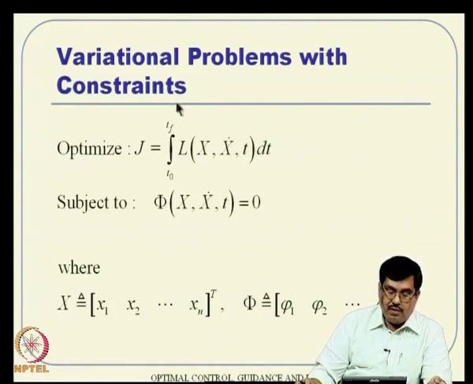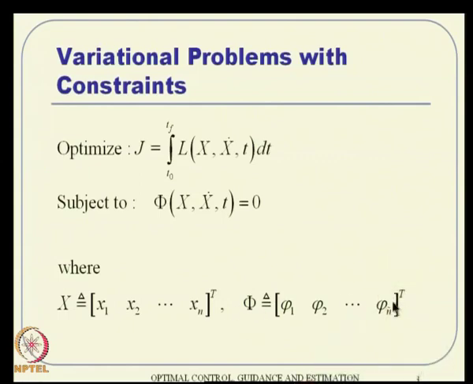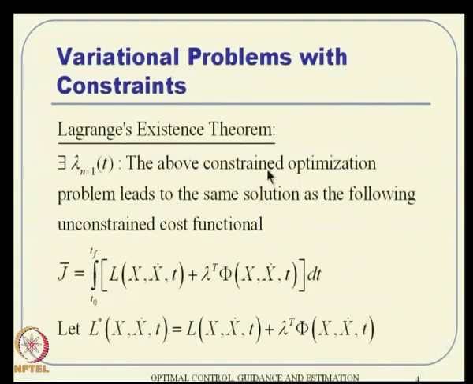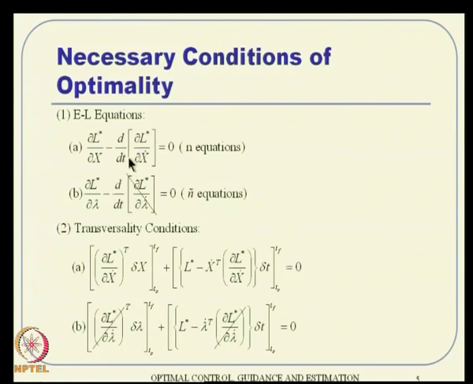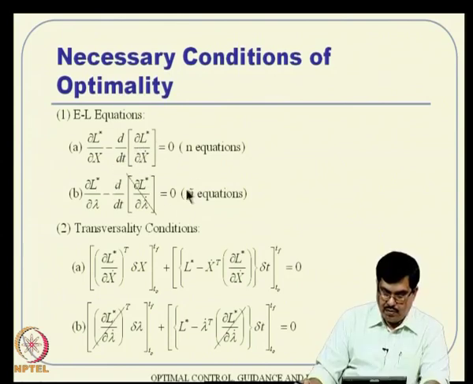We were interested in optimizing this kind of cost function along with this general equality constraint, where x happens to be n dimensional and phi happens to be n tilde dimensional. Then we talked about the Lagrange multiplier theorem, which ultimately led us to the definition of this L star. Again, this L star happens to be a function of lambda also. So L star can be defined like this, and then we have these Euler equations. Okay. So you have n equations coming from there and n tilde equations coming from there, and the transversality conditions were like this. We discussed everything in the previous lecture.